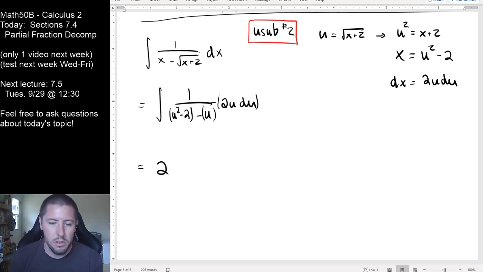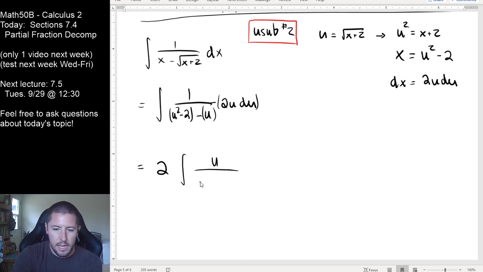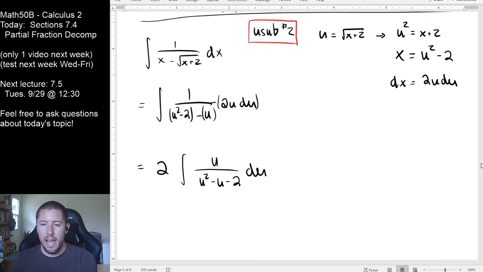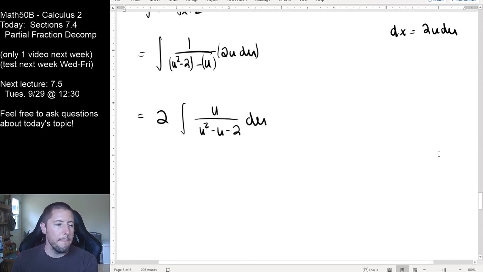Okay, excuse me. So my constant multiple 2, I'm going to pull it out front. This u, I'm really thinking of as being part of my numerator up here. So u in the numerator. In the denominator, it looks like I have a u squared minus u minus 2 du. And now we're saying to ourselves, did this even help me? And the answer I now think is maybe.